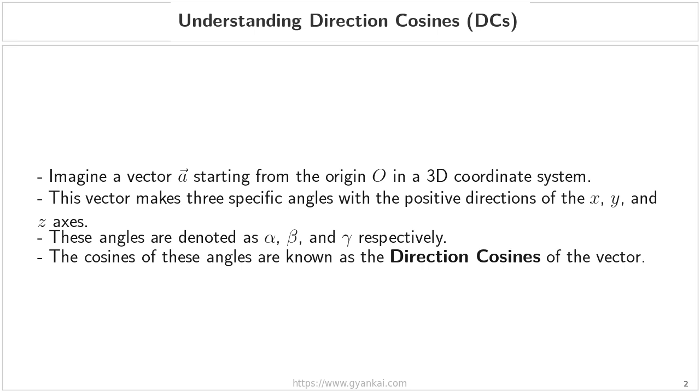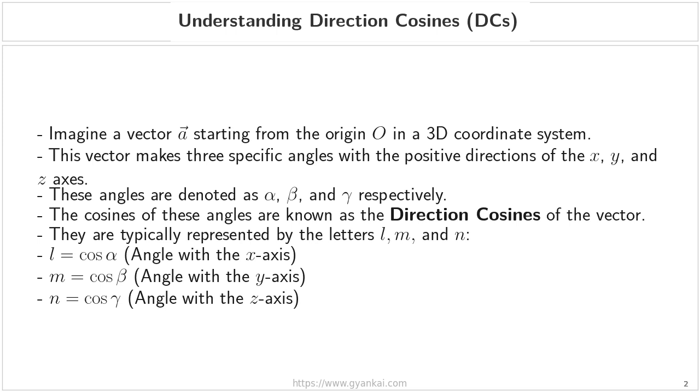We aren't just interested in the angles themselves, but specifically in the cosines of these angles. These values, the cosine of alpha, the cosine of beta, and the cosine of gamma, are what we officially call the direction cosines of the vector.